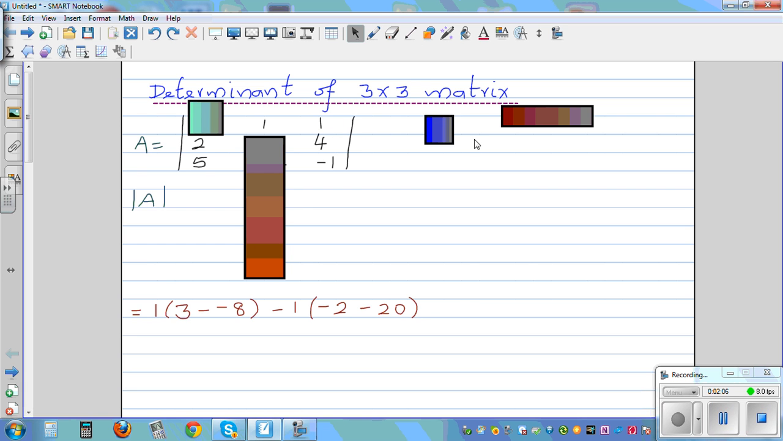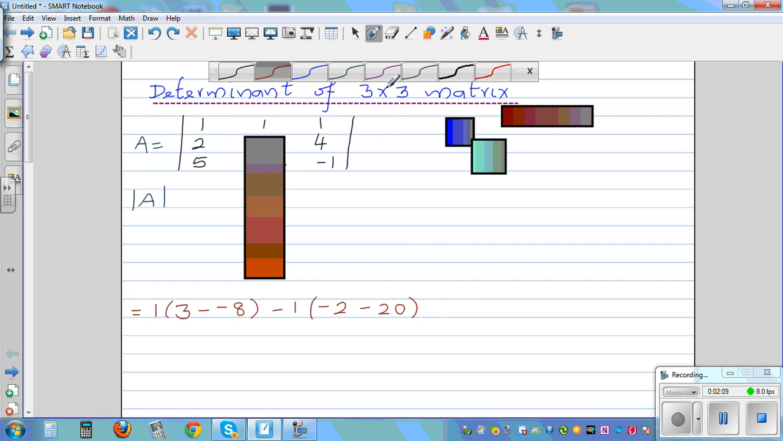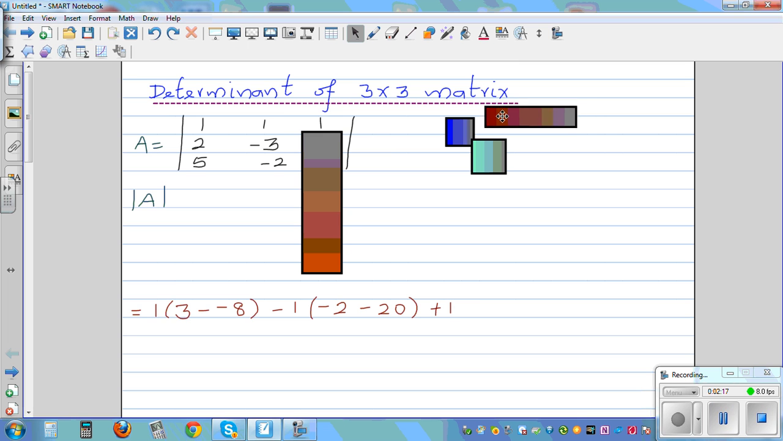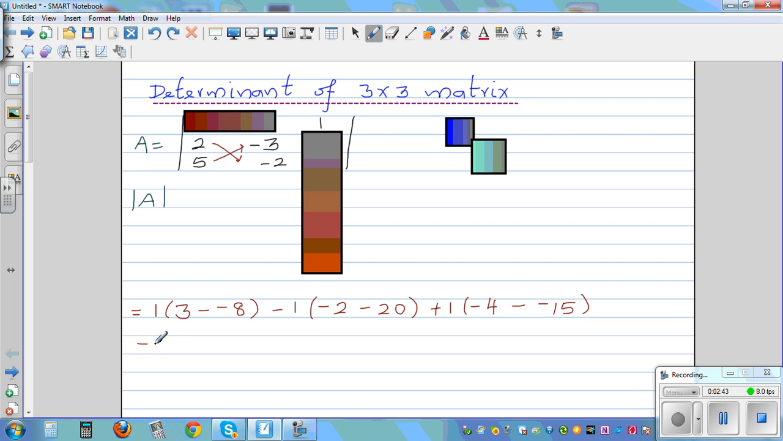And finally, what is it that you can see? You can see the 1. So this is plus 1 times, let me cover this and this. So what is it that you can see? 1 times the determinant of this. So multiply this 2 and take away the product of this. So 1 times 2 times negative 2 is negative 4. Take away negative 15. So this is 1 times 3 plus 8 is 11.